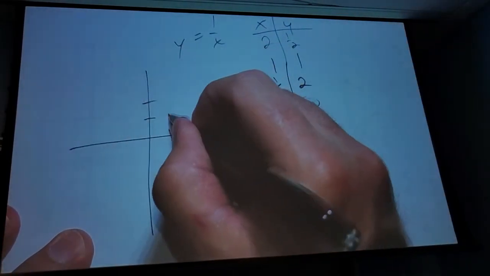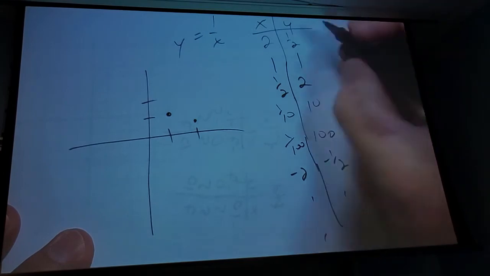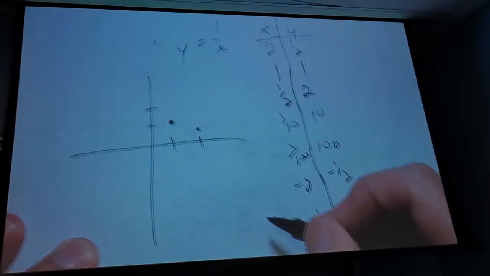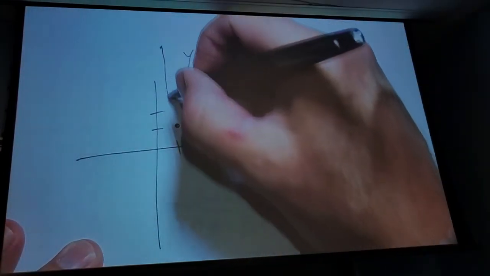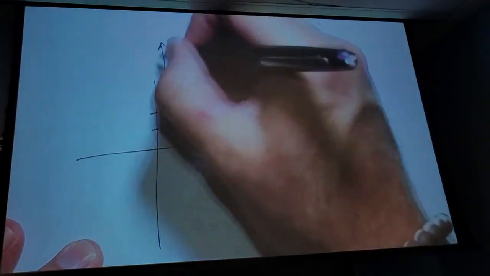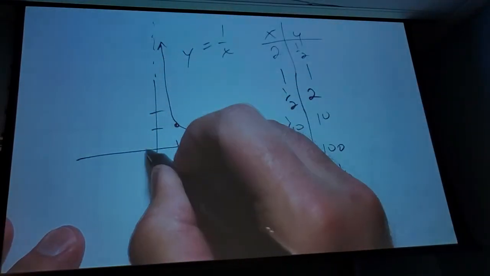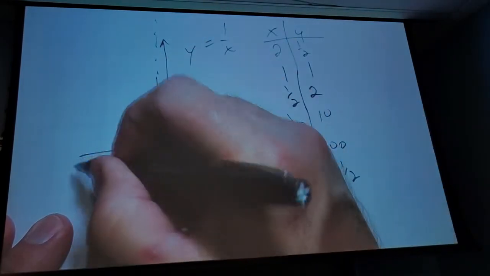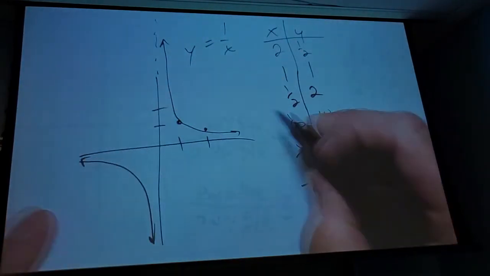1 is 1. 1/10 is 10. So it looks like this. This is an asymptote. And then it's basically all the negative stuff just reflects down there.